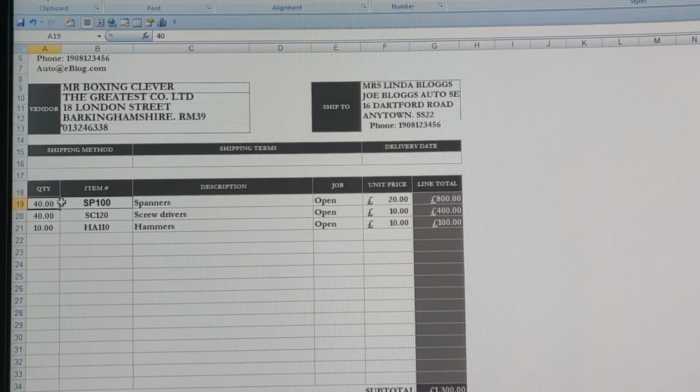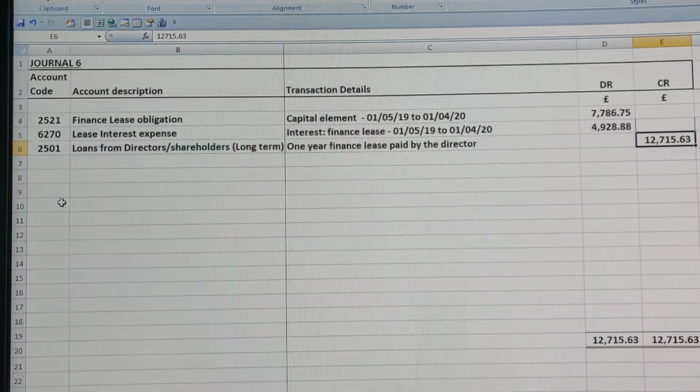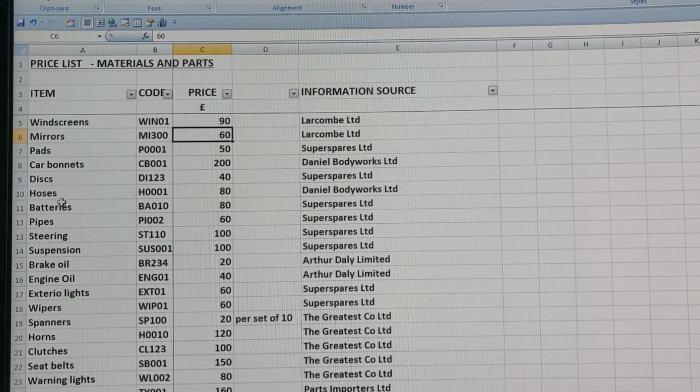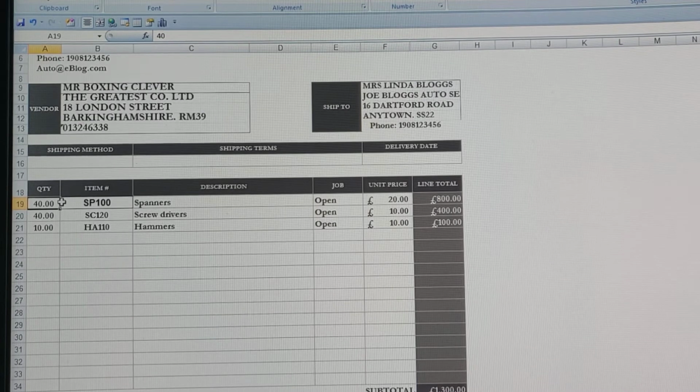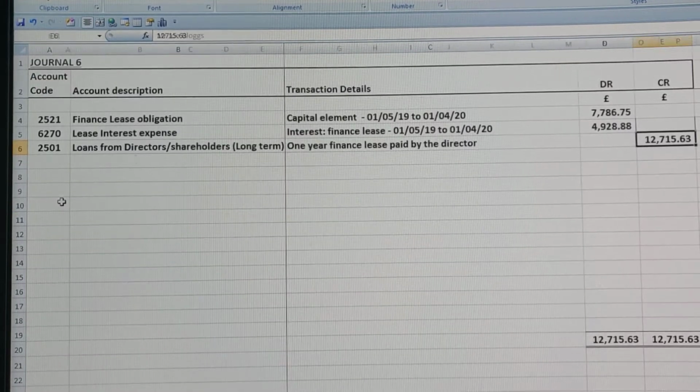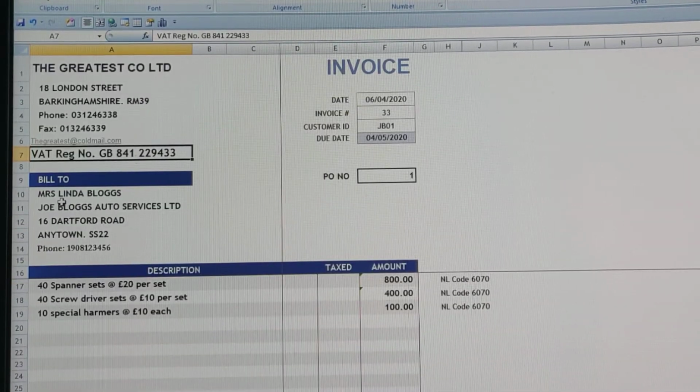Are they the same as what we put on our purchase order? 40 items for spanners. Where is the purchase order? Right, here is the purchase order. 40 items for spanners, 40 items for screwdrivers, 10 items for hammers. Now, what about the prices? Are they the same as what we have on the purchase order? Yes, they are the same. I've checked. They are the same. £20 per set, £10 per set, and £10 each.